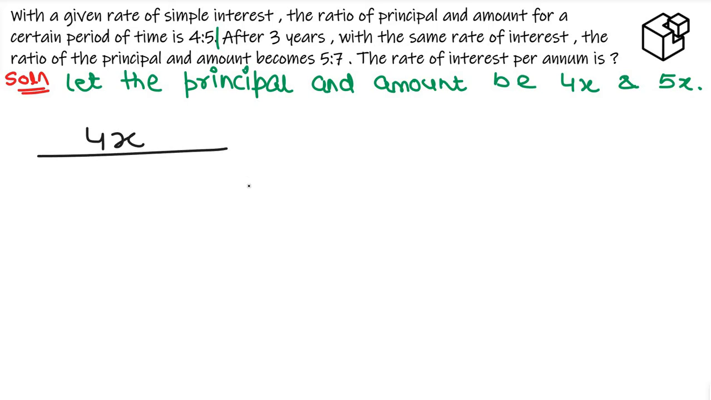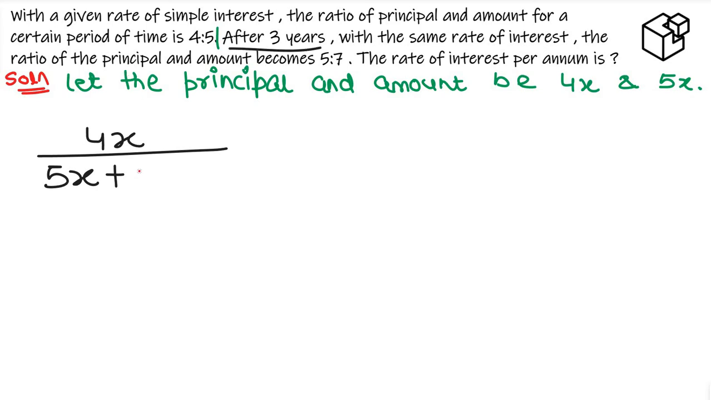But if I talk about the amount, obviously it will change. I know that earlier it was 5x. But obviously now it will get interest of additional 3 years. So I'll add the interest of additional 3 years. Okay, so I'll write like this.